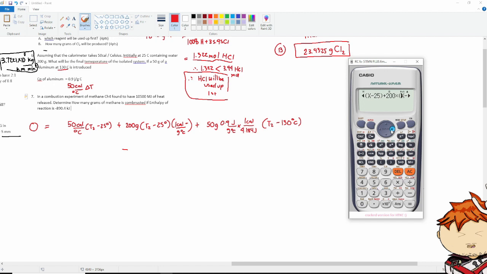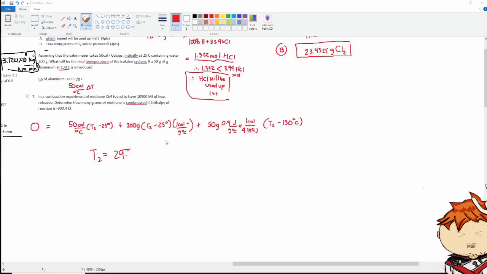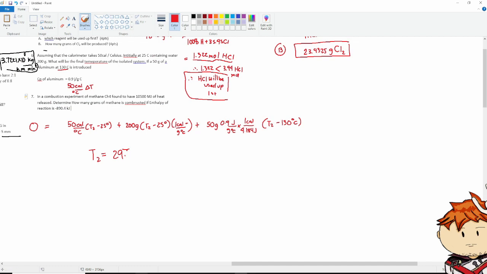50 times (x minus 25) plus 200. We type a lot of values, and the tendency, if we type a lot of values, is we might hit something wrong. 0.9, 4. Okay, alright, that's good. So for x, 29.33008. So meaning T2 is 29.3309 degrees Celsius. Right? That's the final answer.